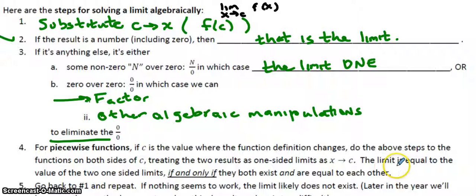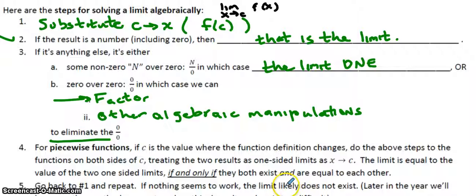And as we treat this as two one-sided limits, the limit is going to be equal to the value of the two one-sided limits if and only if they both exist and are equal to each other, so we already know that part. At this point, if we're still getting 0 over 0, we've still got more to do, and we can go back and start over. Once we've eliminated some factors that were giving us a hole, we can go back and try again and see if we get an answer. If we don't, we might continue and do some more factoring, some other algebraic manipulations, and so forth.